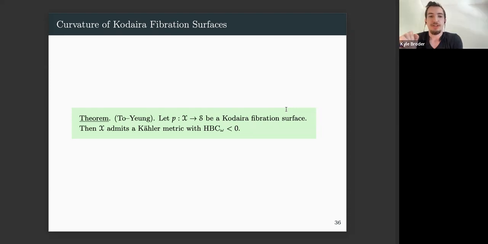And the argument is actually quite nifty. The argument is to show that if you have non-trivial deformations, you get a map into the moduli space. And then on the moduli space, you have this Weil-Petersson metric of negative bisectional curvature, and you can pull that back to the total space, which I think is a tremendously useful idea.